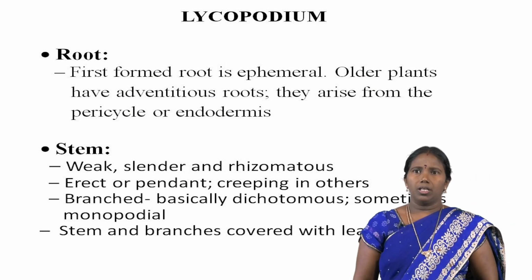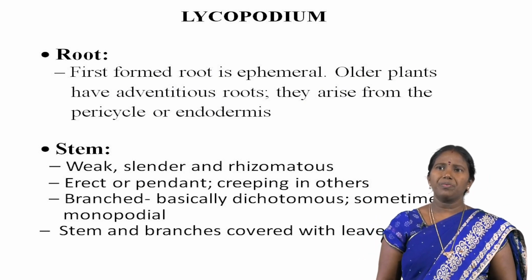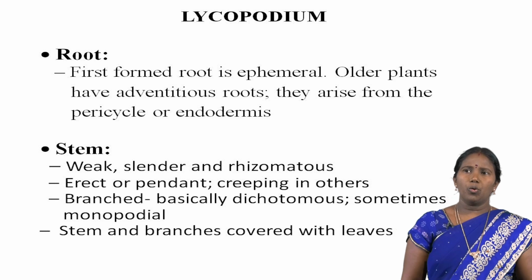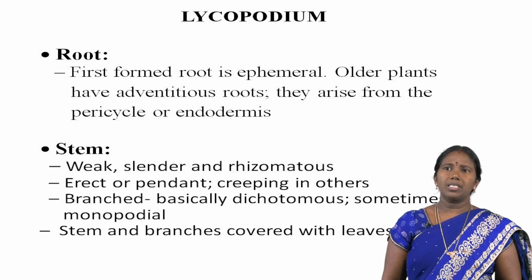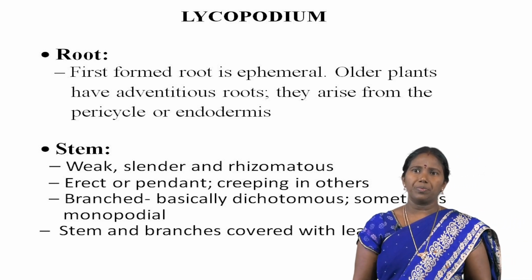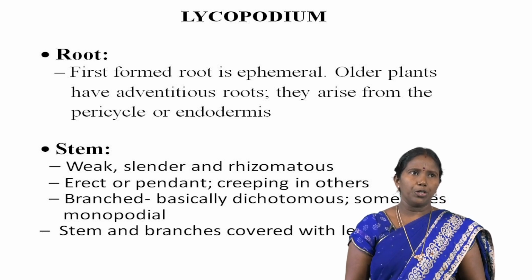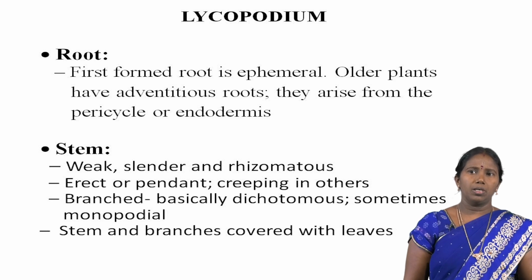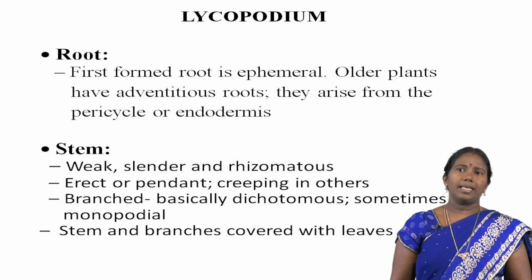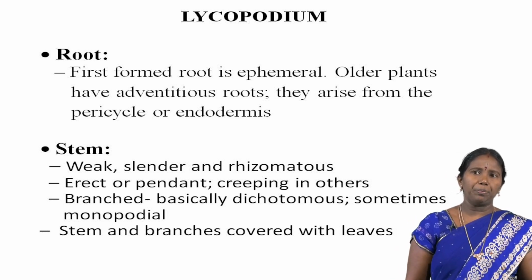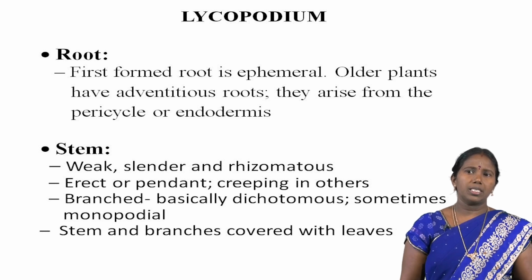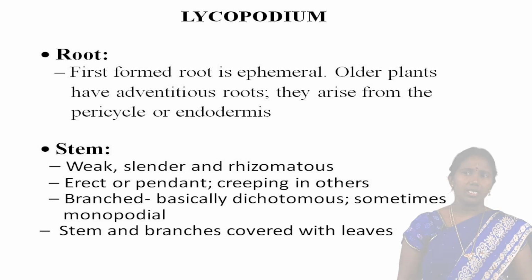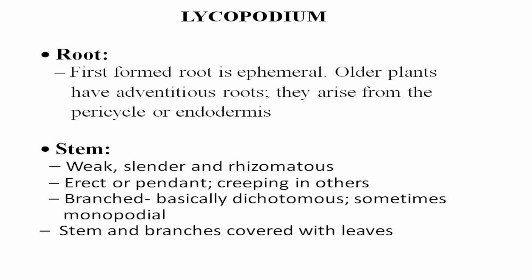Lycopodium root. The root first formed is ephemeral. Older plants have adventitious roots. They arise from the pericycle or endodermis. Stem: weak, slender and rhizomatous, erect or pendant, creeping in others. Branching basically dichotomous, sometimes monopodial. Stem or branch covered with leaves.